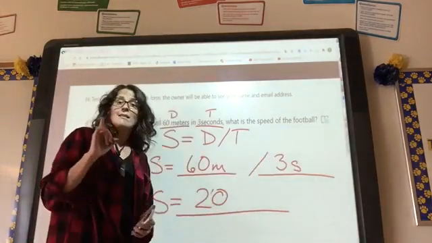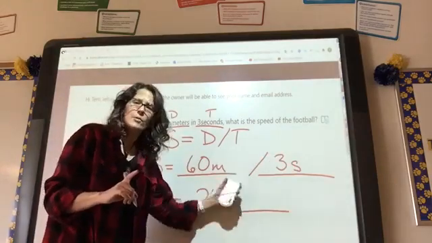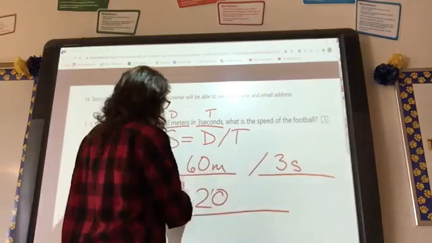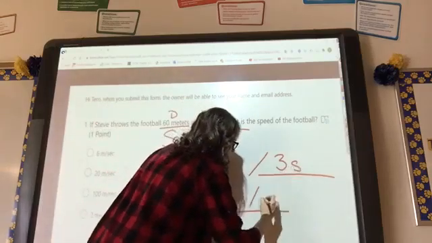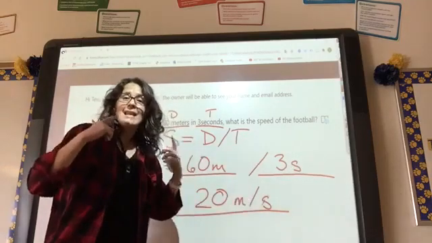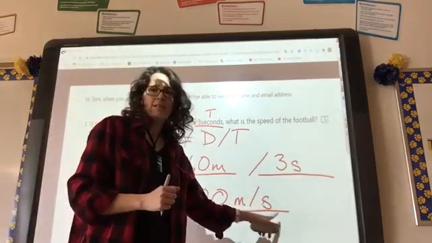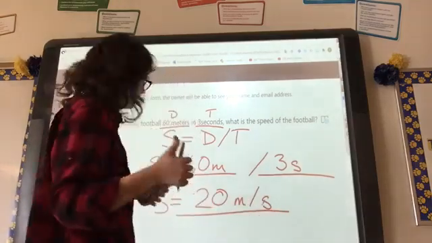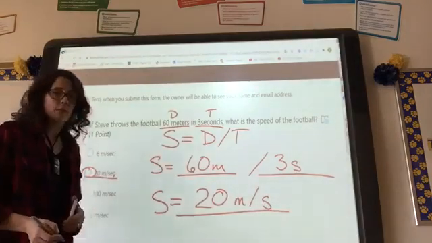Don't forget, this is science class. We can't just have willy-nilly numbers hanging around. We've got to pull some units down and make sure we record our units. So we've got 20 M for meters and S for seconds. And we see with this slash right here, we say per. So it's 20 meters per second. Okay? Sound good? So you guys would select the 20 meters per second right over here.